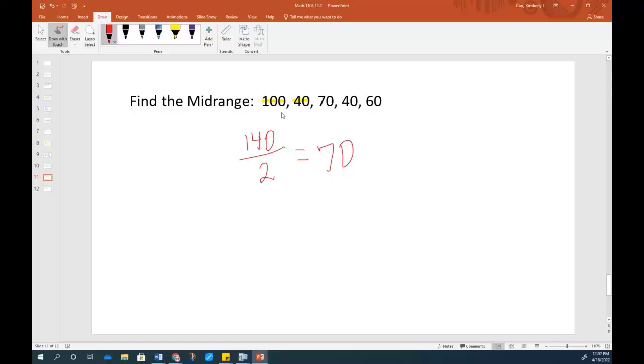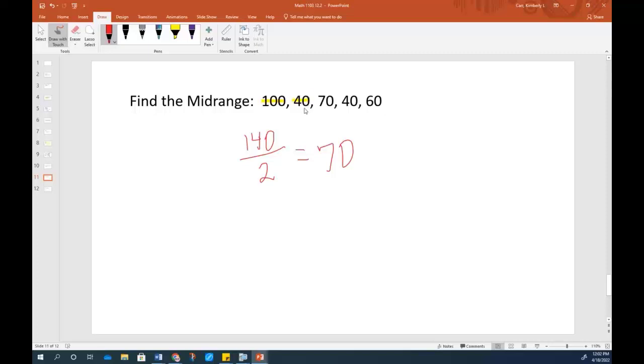Here's kind of where this works. If we were finding a range, we would have done 100 minus 40, and we would get a range of 60. Now, half of that range, like the middle of the range, is 30 points, but it's not 30, it's 30 points into it after you start.